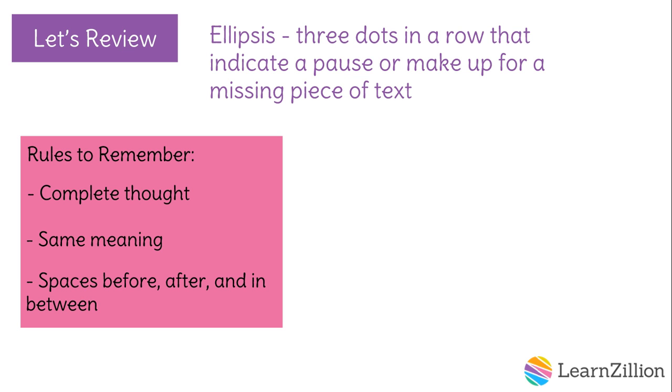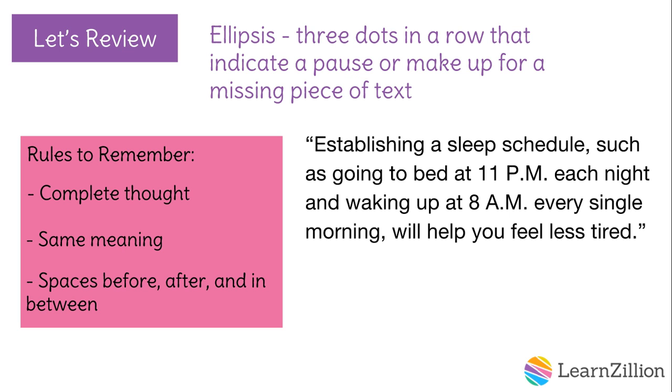When it comes to formatting, an ellipsis should have a space between each period, as well as a space before and after the periods. Let's look at an example. Let's say I'm writing an informational essay about getting enough sleep, and I want to include this quote. Establishing a sleep schedule, such as going to bed at 11 p.m. each night and waking up at 8 a.m. every single morning, will help you feel less tired.